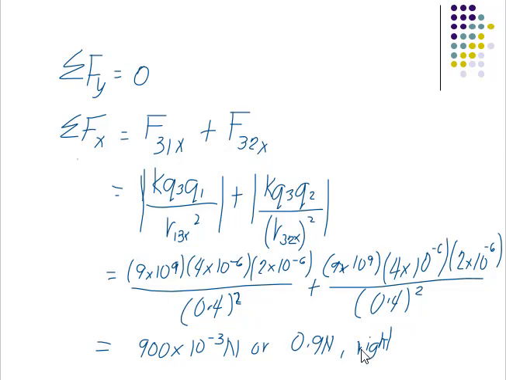Okay? Along the Y, the forces cancel out. So the summation of forces along Y is 0, but the summation of forces along X is 0.9 newtons, which is positive, or to the right. Okay? So next.